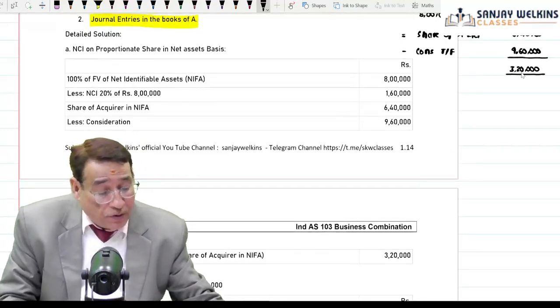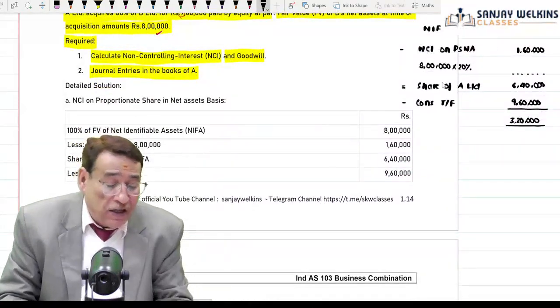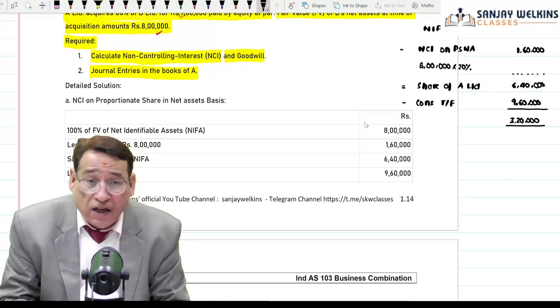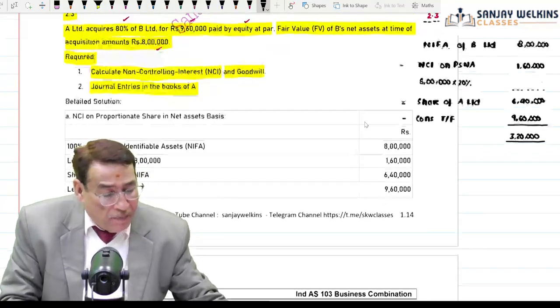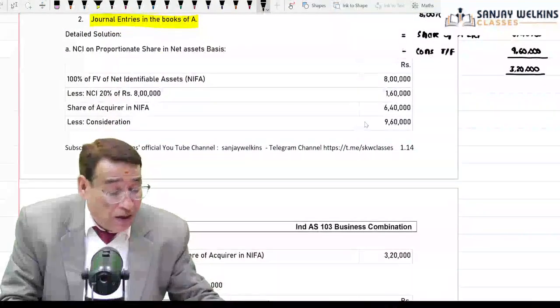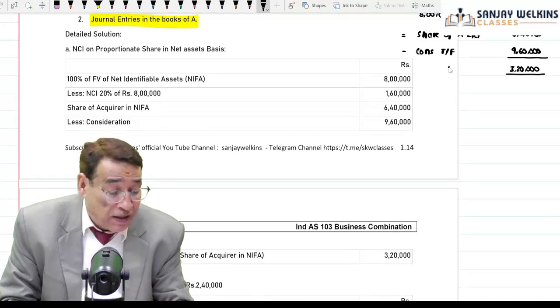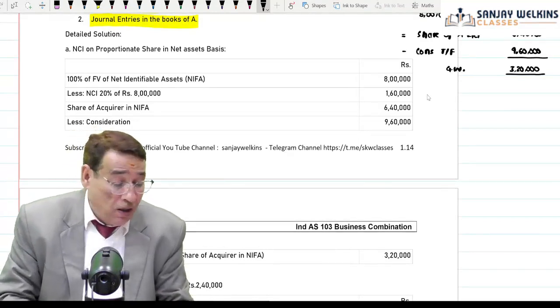Now suppose here I have computed NCI on PSNA basis. Suppose I would have computed NCI on fair value basis, then what would have been the amount of goodwill? Because right now by computing NCI on PSNA basis, we are computing the amount of goodwill as 3,20,000. Is it clear to you?